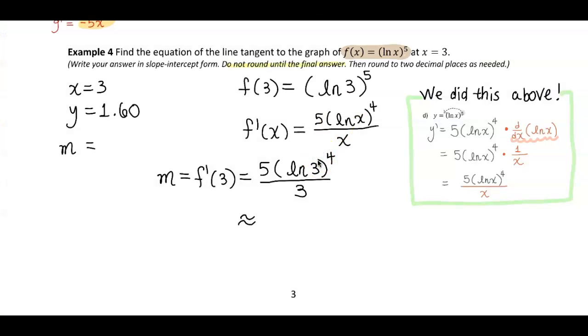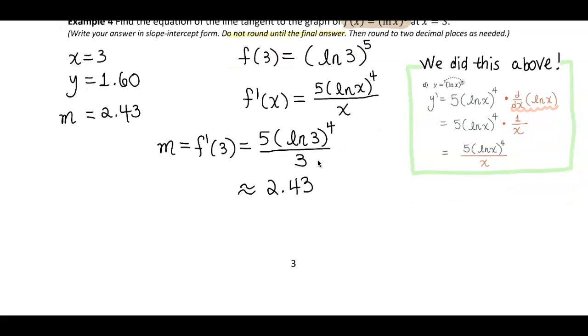2.43 is the slope. Be careful with rounding. They said write your answer in slope-intercept form. Okay. So I will have y minus y1, 1.60 equals 2.43. Hey, I think I shouldn't have rounded until, you know what? We're about to do some work with decimals, and I feel like my answer will be wrong because I rounded in the middle of a problem.